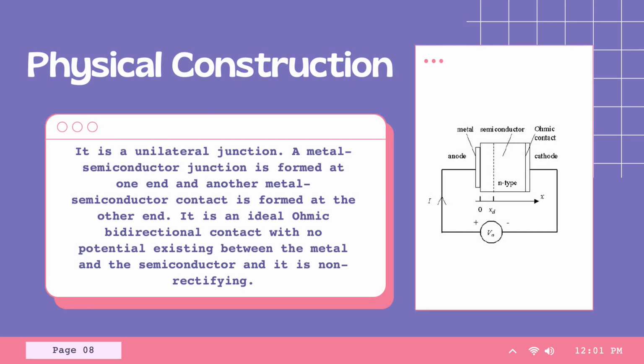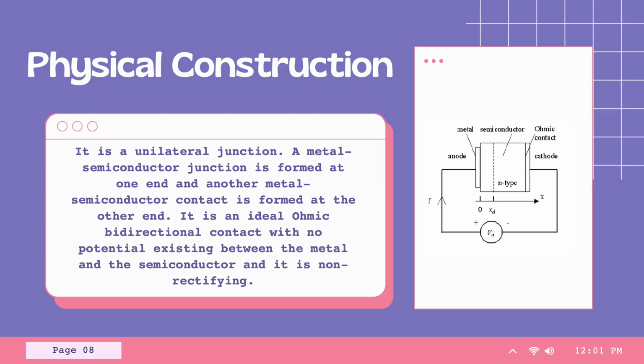Construction: it is a unilateral junction. A metal semiconductor junction is formed at one end and another metal semiconductor contact is formed at the other end. It is an ideal ohmic bidirectional contact with no potential existing between the metal and the semiconductor, and it is non-rectifying. The built-in potential across the open-circuited Schottky barrier diode characterizes the Schottky diode.